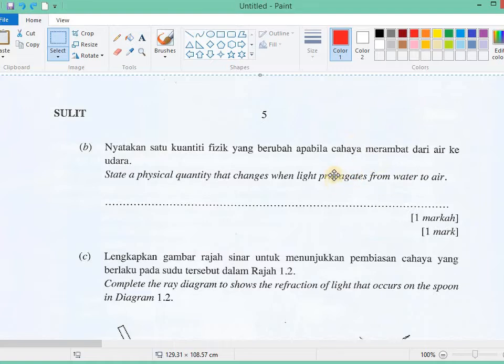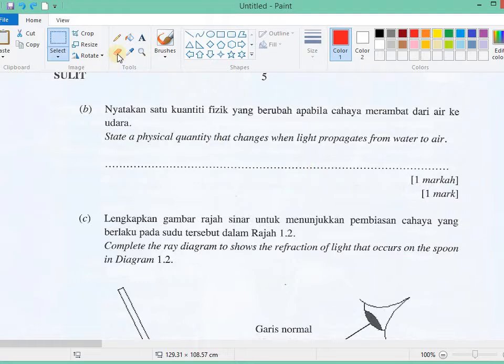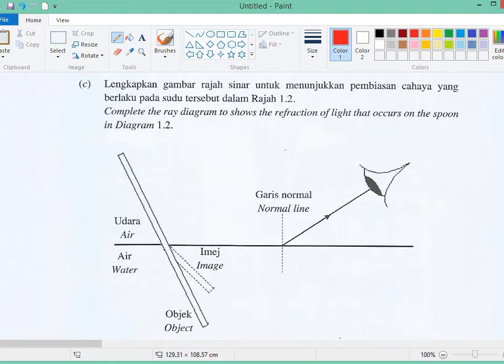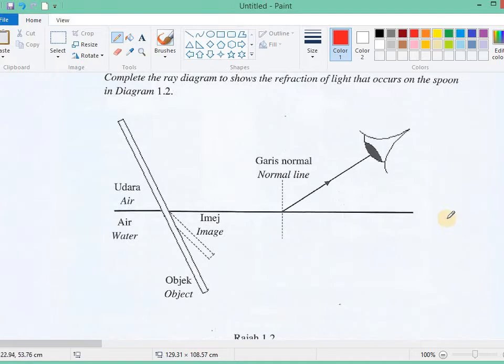Okay, next. State a physical quantity that changes when light propagates from water to air. So it is the speed of light. The speed of light changes when it propagates between media of different optical density. When going from low optical density to high optical density, the speed will decrease. And when going from high optical density to low optical density, the speed will increase.